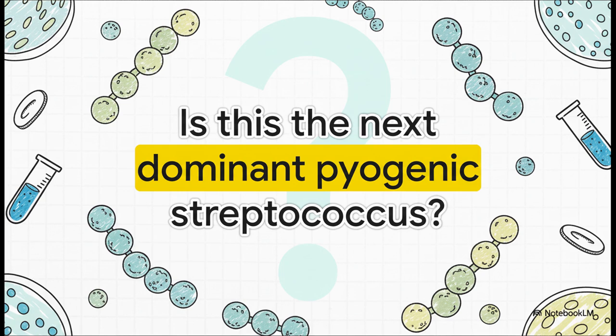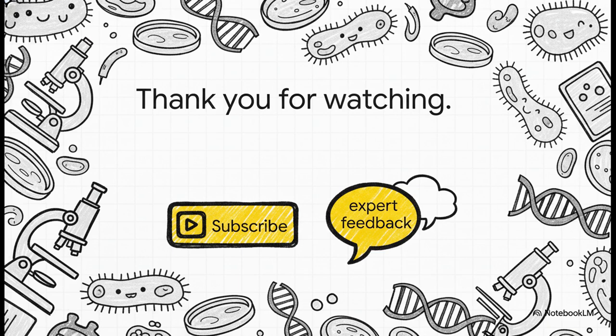So I want to leave you with this one final provocative question. We have a bug that's genetically flexible, it's great at stealing weapons from other bacteria, and its favorite targets, the elderly and chronically ill, are a bigger part of our population every year. So, are we watching the rise of the next dominant pyogenic Streptococcus? It's something to think about. And that's a wrap on Streptococcus Dysgalactiae subspecies equisimilis.